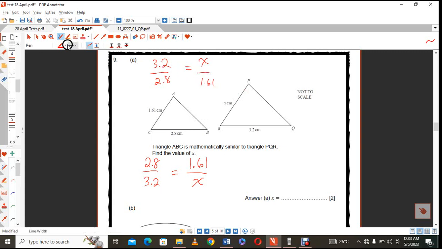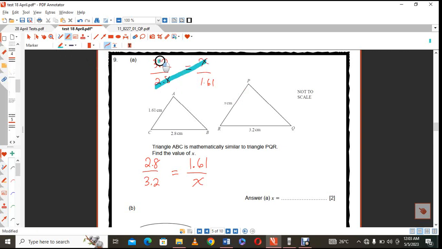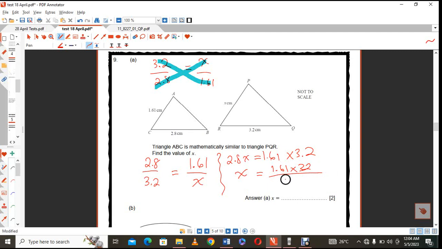Because you are cross multiplying anyway, you are going to be getting the same answers. So in this particular case, 2.8x equals 1.61 times 3.2, and then x will be 1.61 times 3.2, that answer there, you divide by 2.8. Remember this is 3.2. Let me just correct it nicely. So that one is 3.2.